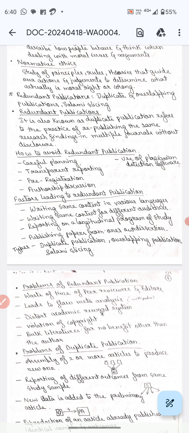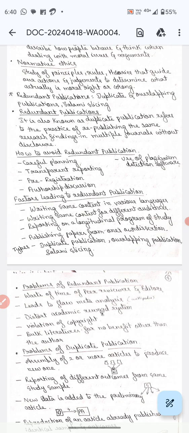Next is the same content for a different audience. So that is transformer protection. They publish in Scopus and elsewhere, or it is in IGSDR. So they are publishing for a different audience.